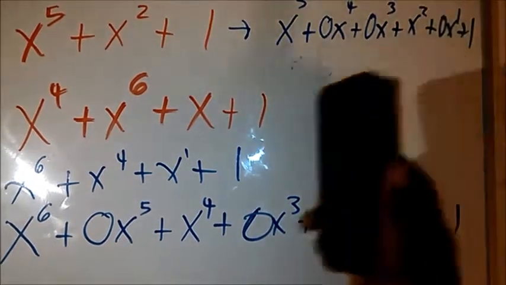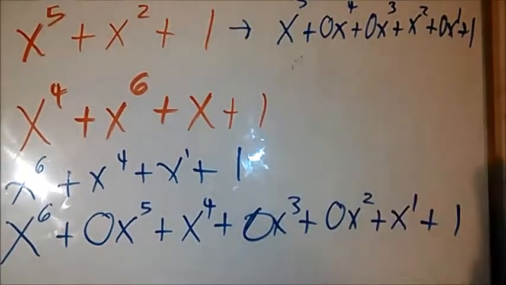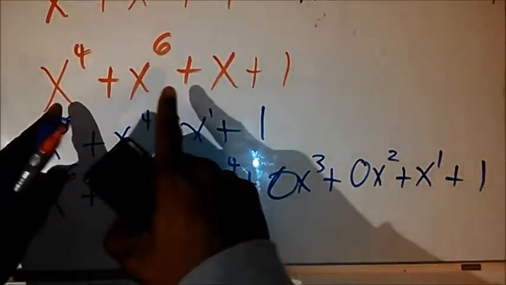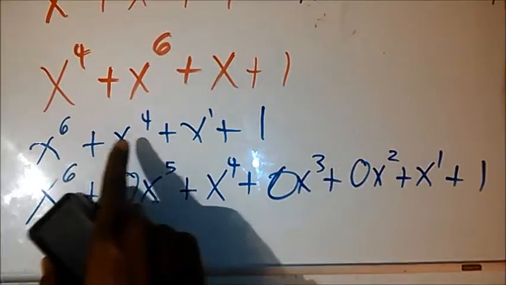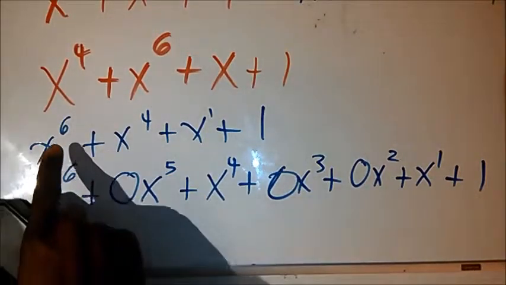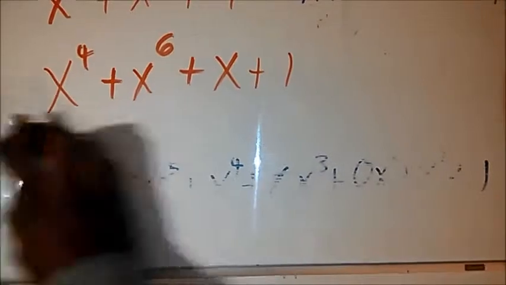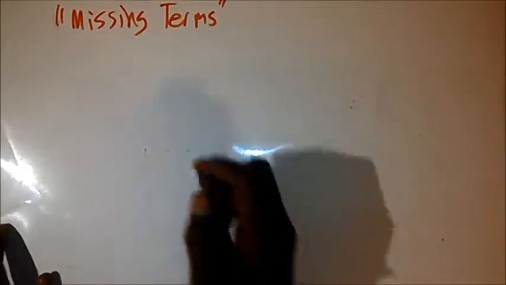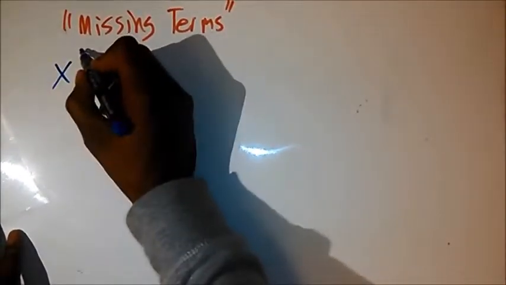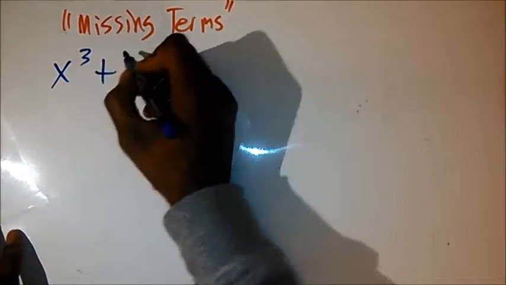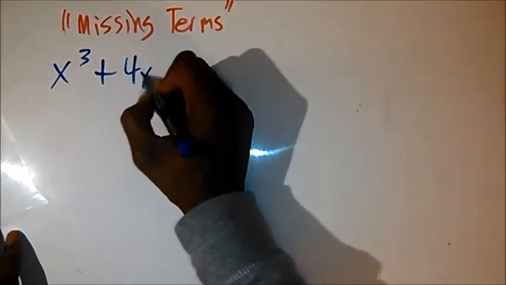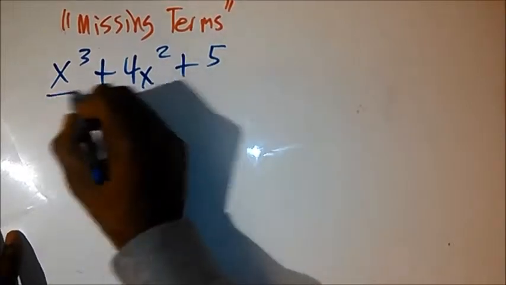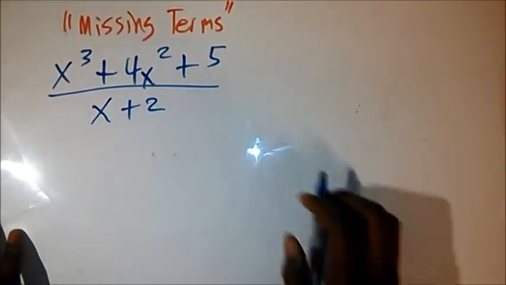So that's what you've got to do before you do the long division. You have to make sure that you have no missing terms, and if you do, you put in placeholders. And you've got to make sure that you arrange the expression in order of descending powers like this. Let's do a problem with missing terms. Let's say we have x to the 3rd power plus 4x squared plus 5 divided by x to the 2nd power.